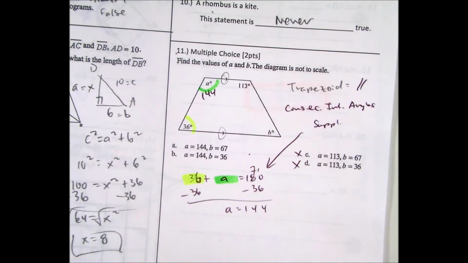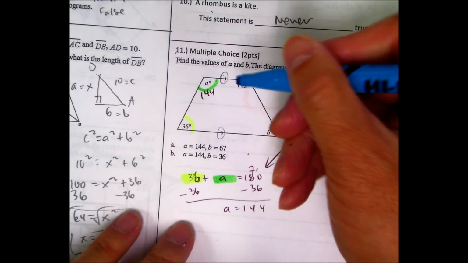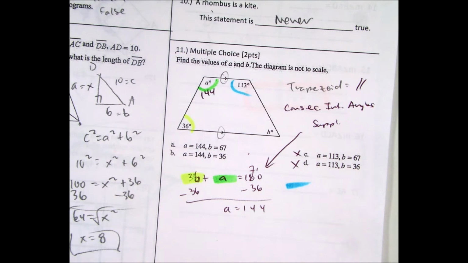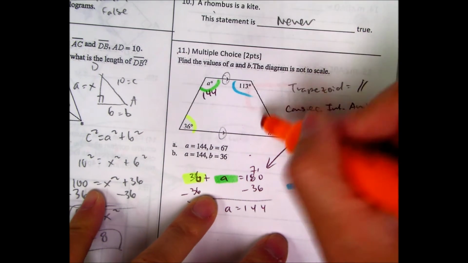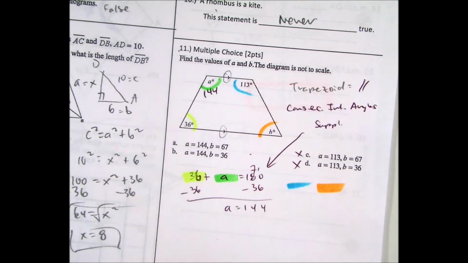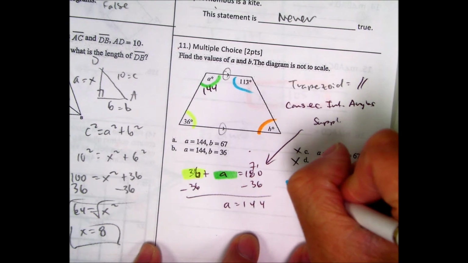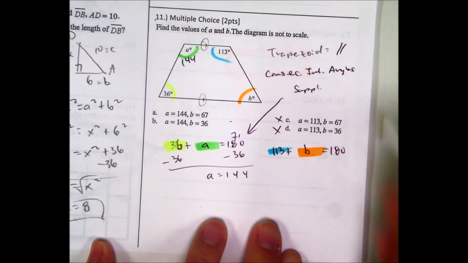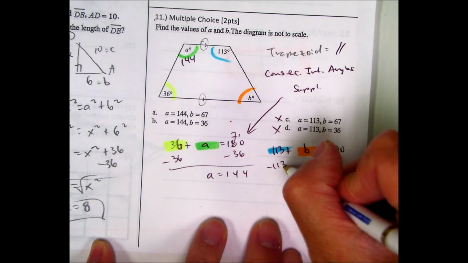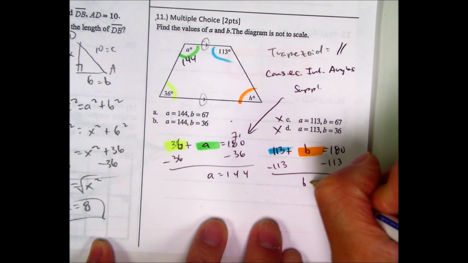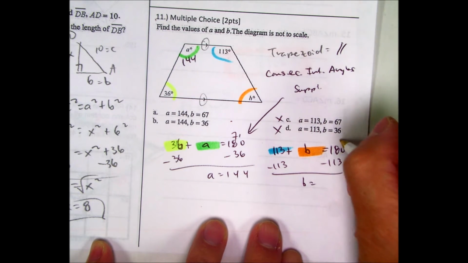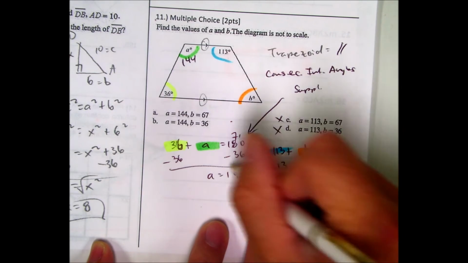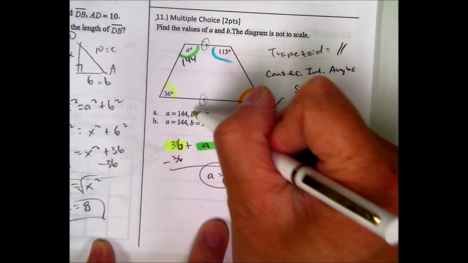And I can do the same thing over here for the 113, blue, and the orange, which is B. So 113 plus B equals 180. That's supplementary. Subtract 113, and I'll get B is equal to 67. And that would be choice A.